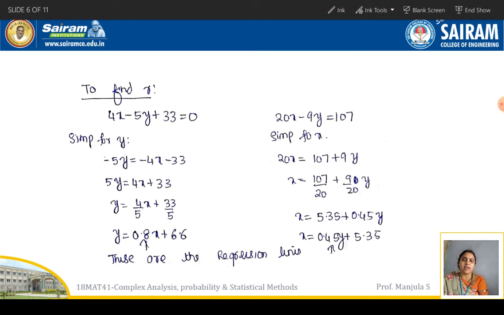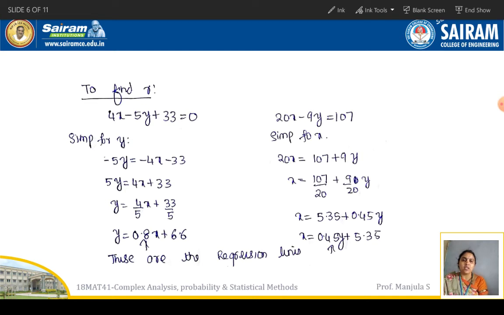One is y on x, the other x on y, both are given. First, for y on x, write the first equation: 4x minus 5y plus 33 equals 0. Simplify this equation for y. That equation becomes y equals 0.8x plus 6.6.